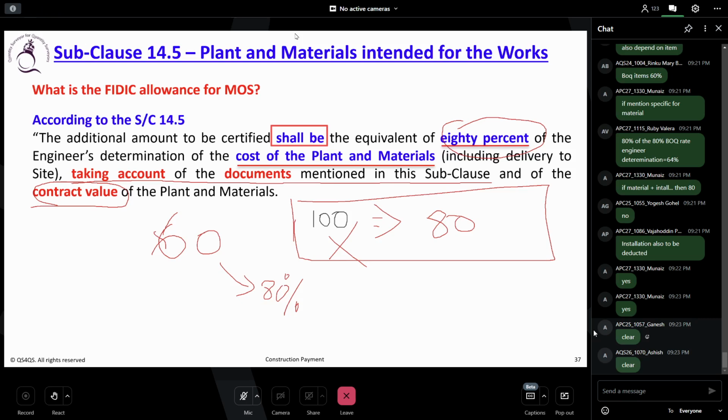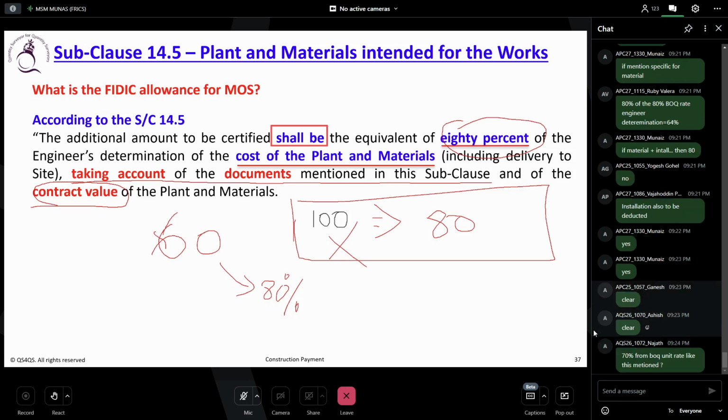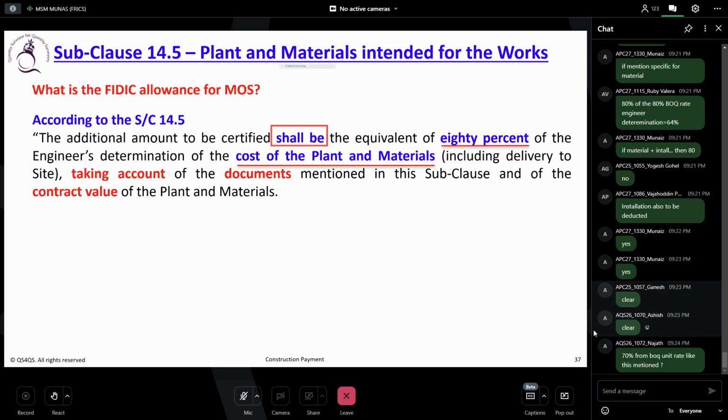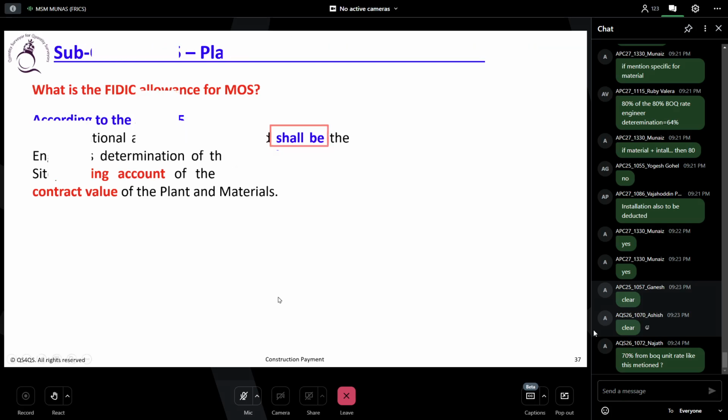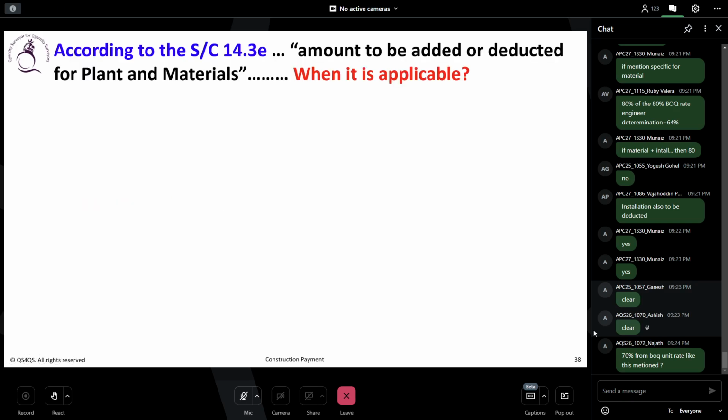Right. So that's how you do the certification. Okay, so be careful if you work for a consultant, you never do this exercise. Take my advice, this is how it works. So according to subclause 14.3E, the amount to be added or deducted for plant and material, when it is applicable.